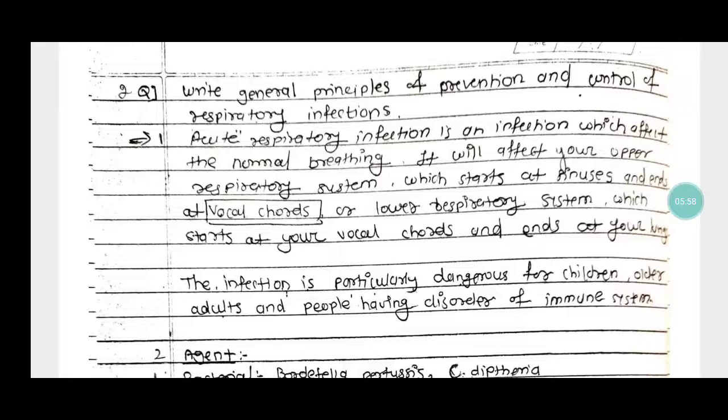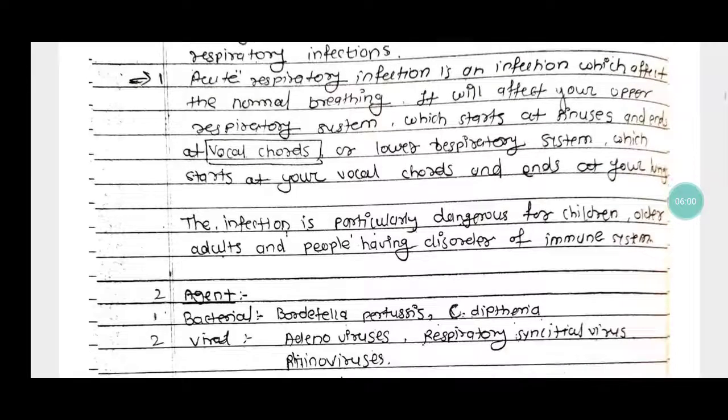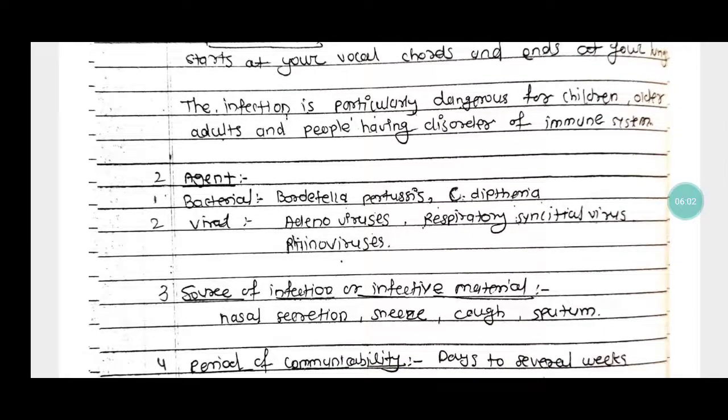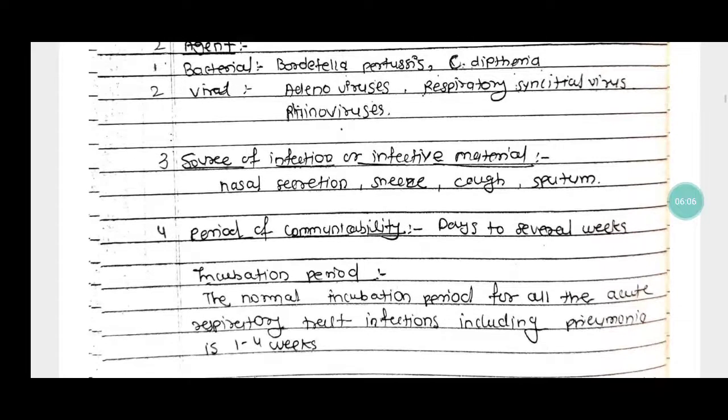People having disorders of the immune system are at risk. The causative agents are bacterial and viral. The source of infection or the infective material is the nasal secretion, sneeze, cough or sputum, and the period of communicability is days to several weeks.